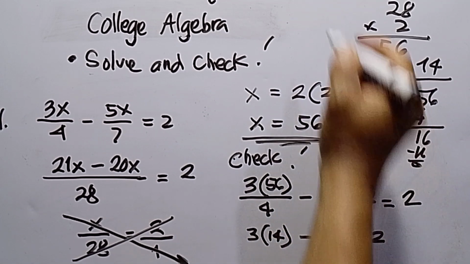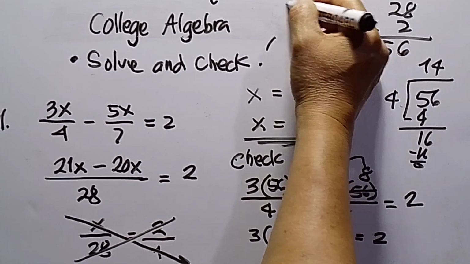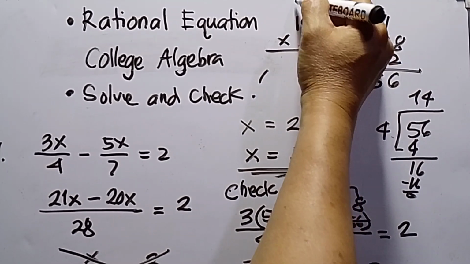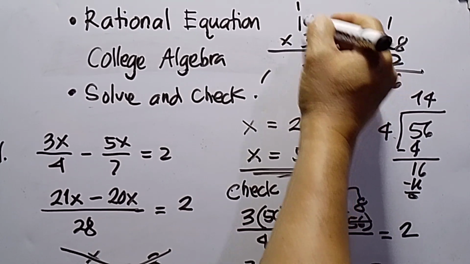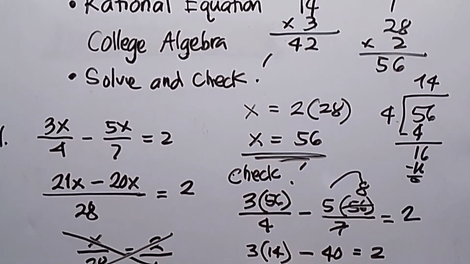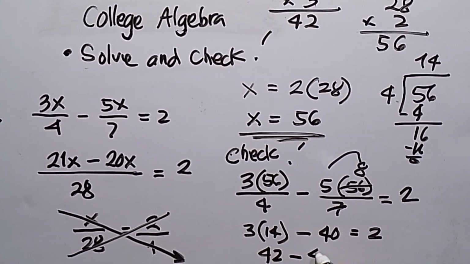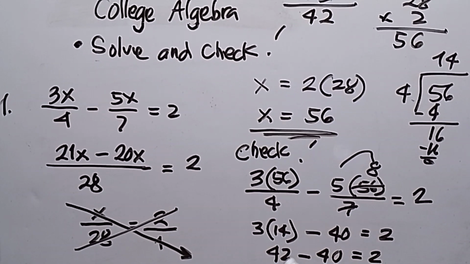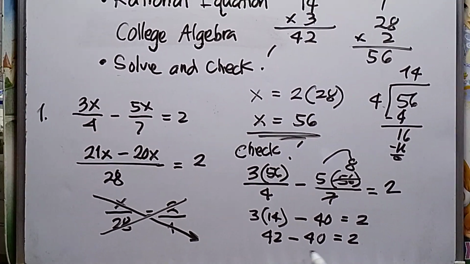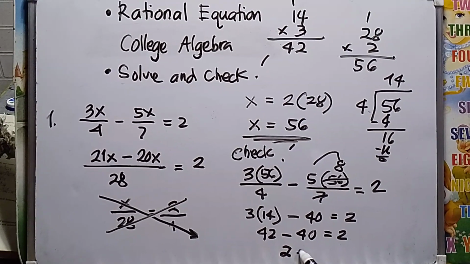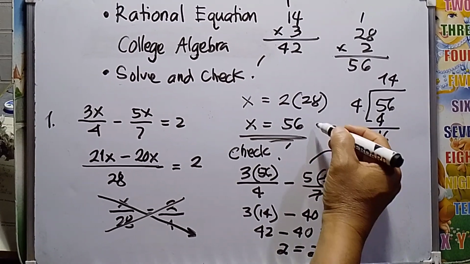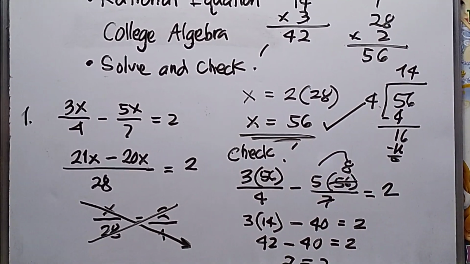What is 14 times 3? 14 times 3. This is 12, carry 1. 1 times 3 is 3, plus 1 is 4. So this will be 42 minus 40 is equal to 2. And we know 42 minus 40 is 2, so 2 is equal to 2. So therefore, the x value is correct. And that's all.